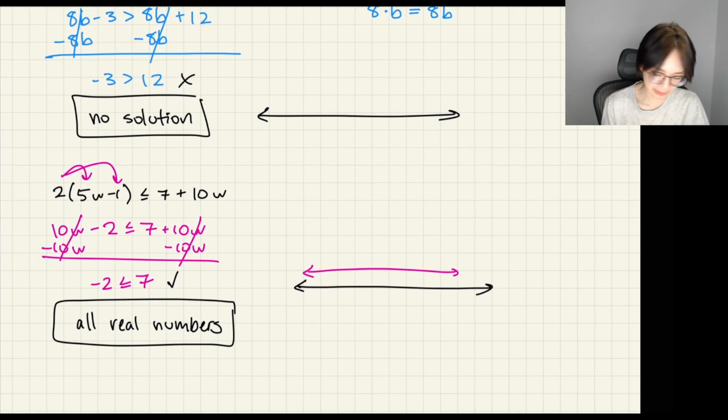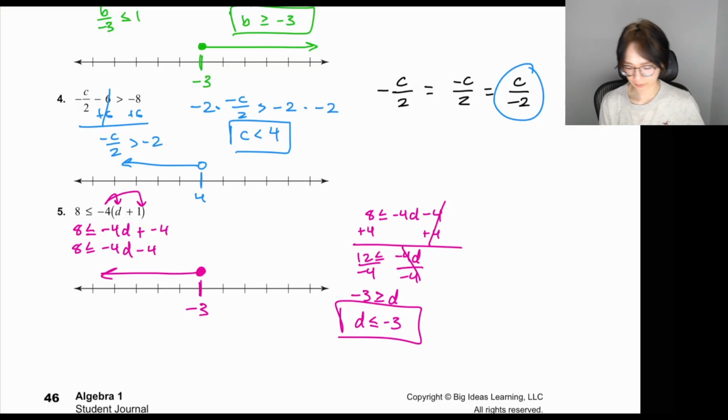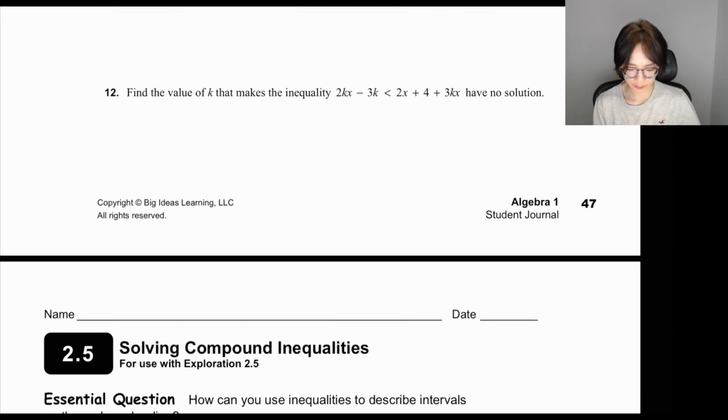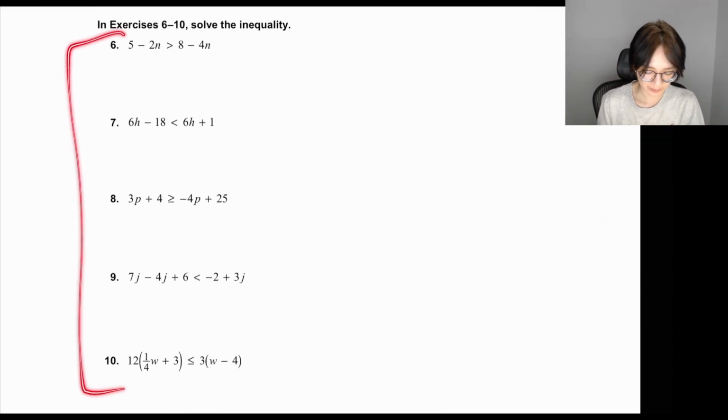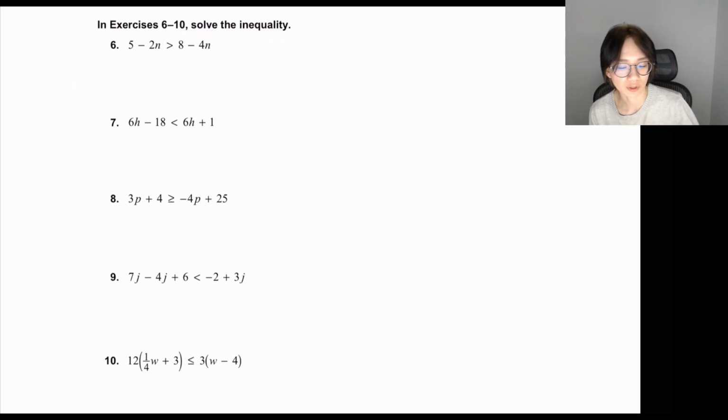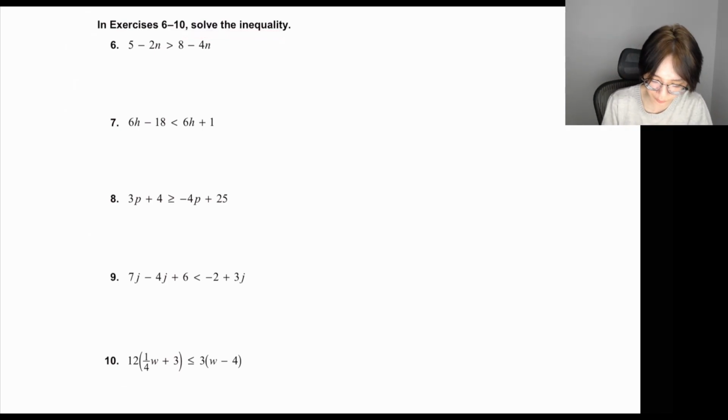So, that being said, finish this off. The next page, page 47 now. We're just going to do 6 through 10. This time we only have to solve the inequality. There's no graphing involved. So let's just work through these.